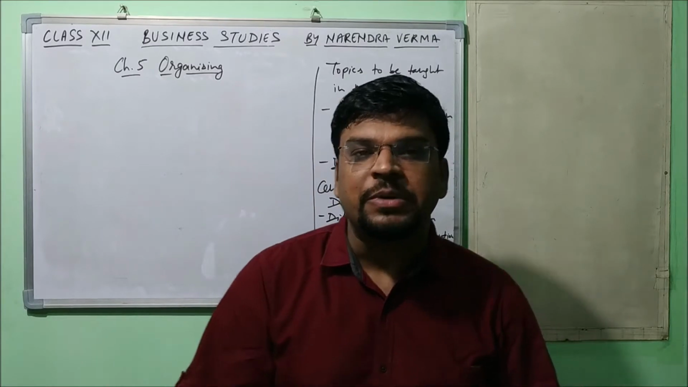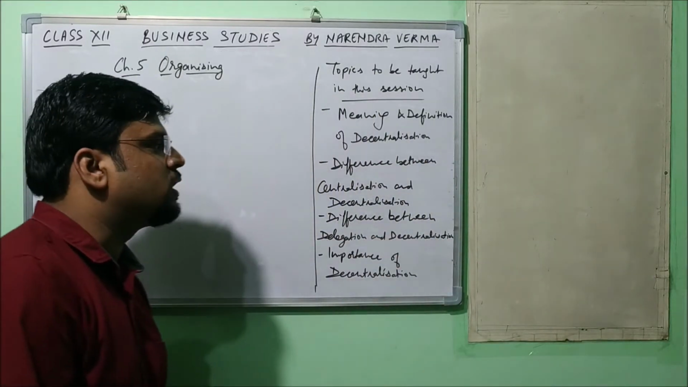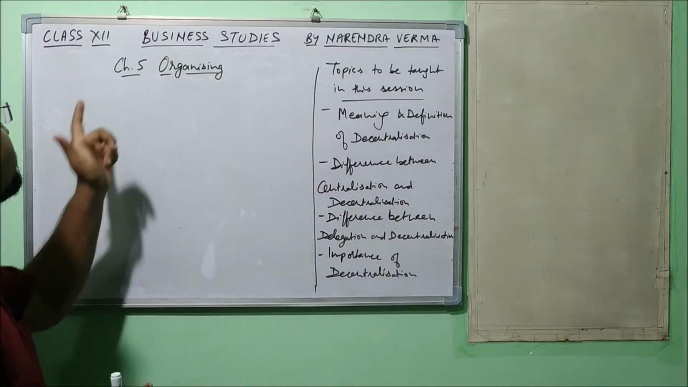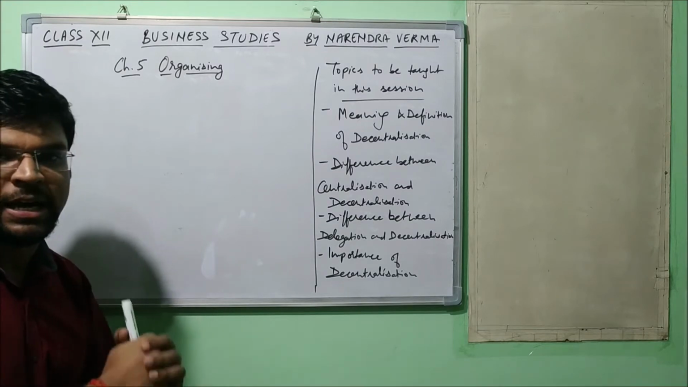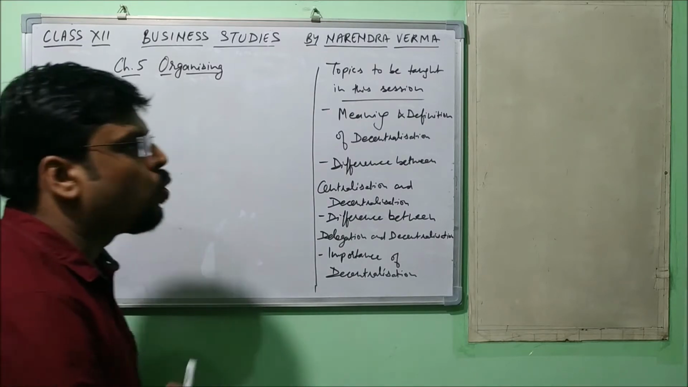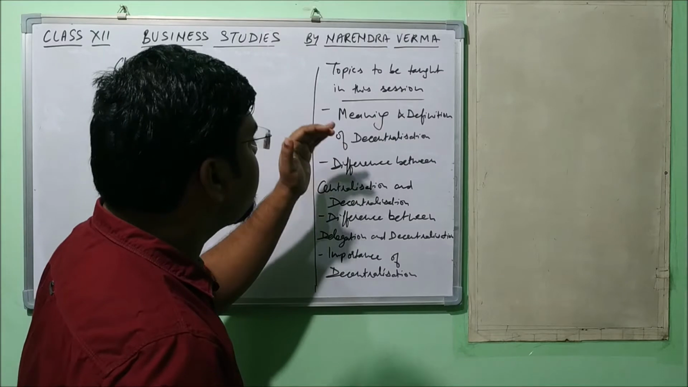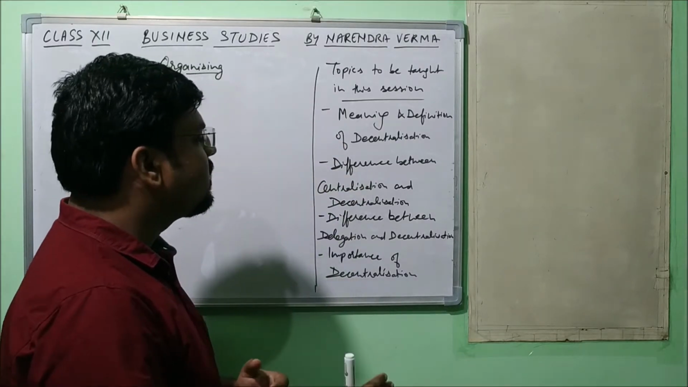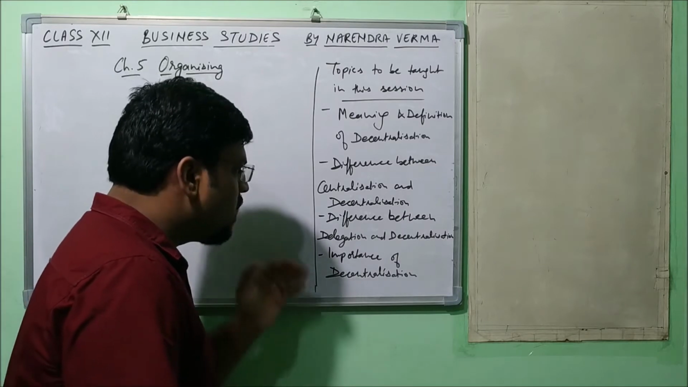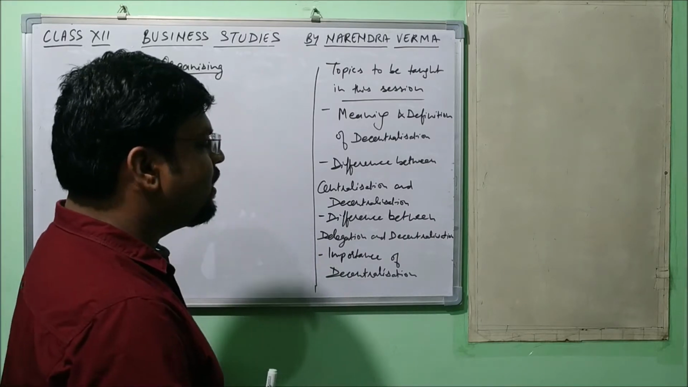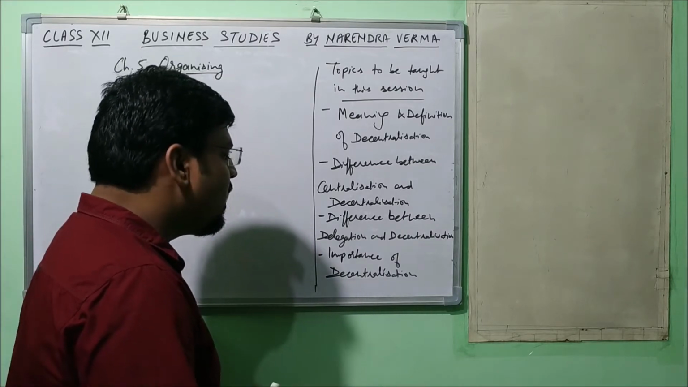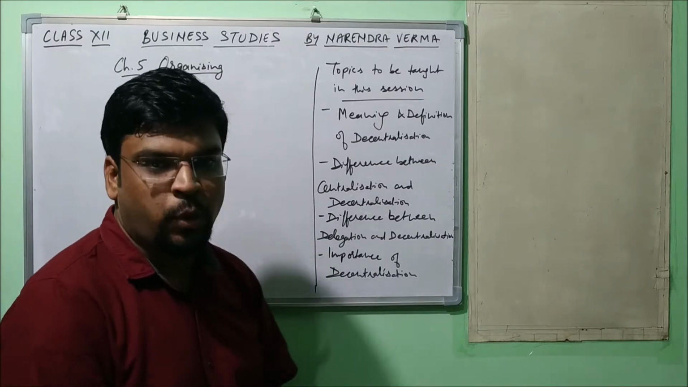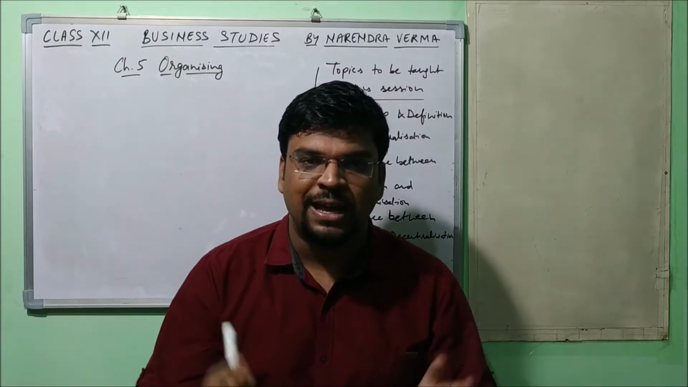As you know very well, in Business Studies for Class 12 CBSE syllabus, we have been dealing with Chapter 5, that is Organizing, right? And today's session, what we are going to learn: meaning and definition of decentralization, difference between centralization and decentralization, difference between delegation and decentralization, and at last, importance of decentralization, right? So without wasting much time, let's start.